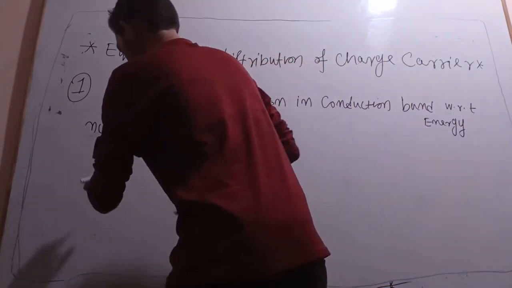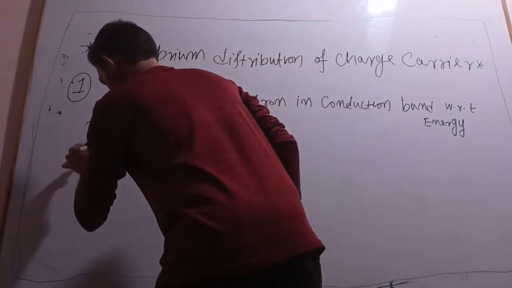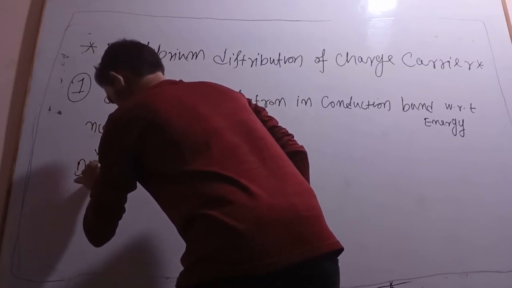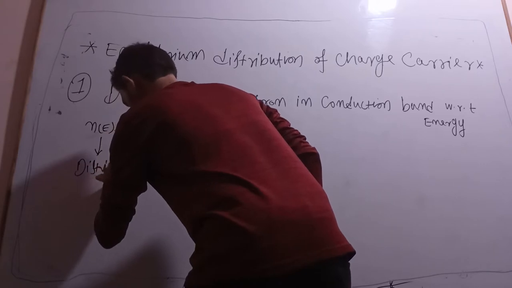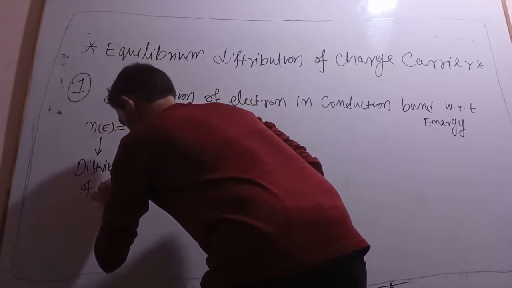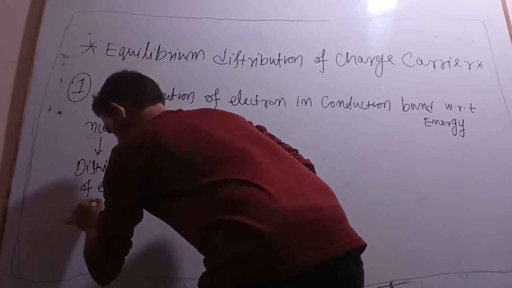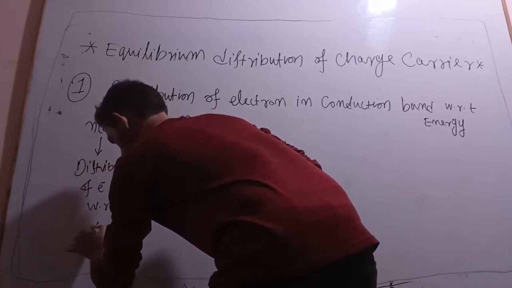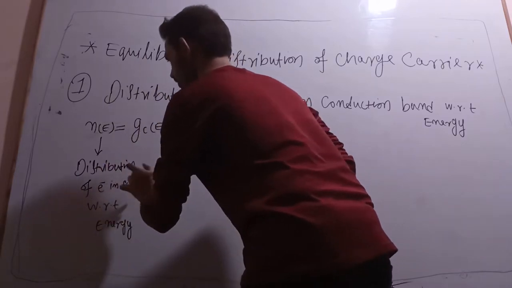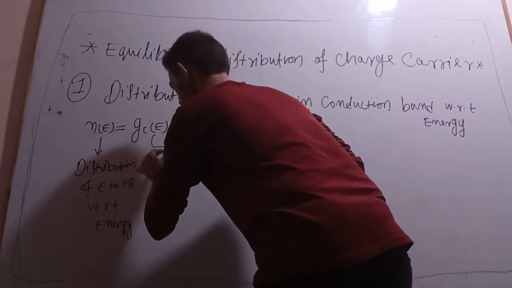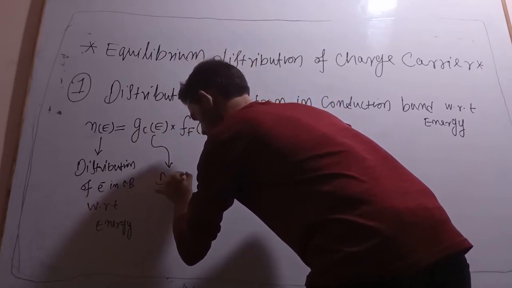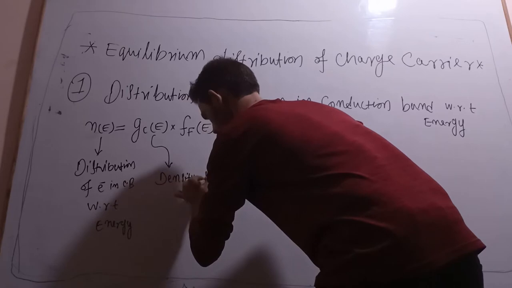So this is the distribution of electron in the conduction band, with respect to energy. Now, what is gC of E? gC of E is nothing but the density of state in the conduction band.